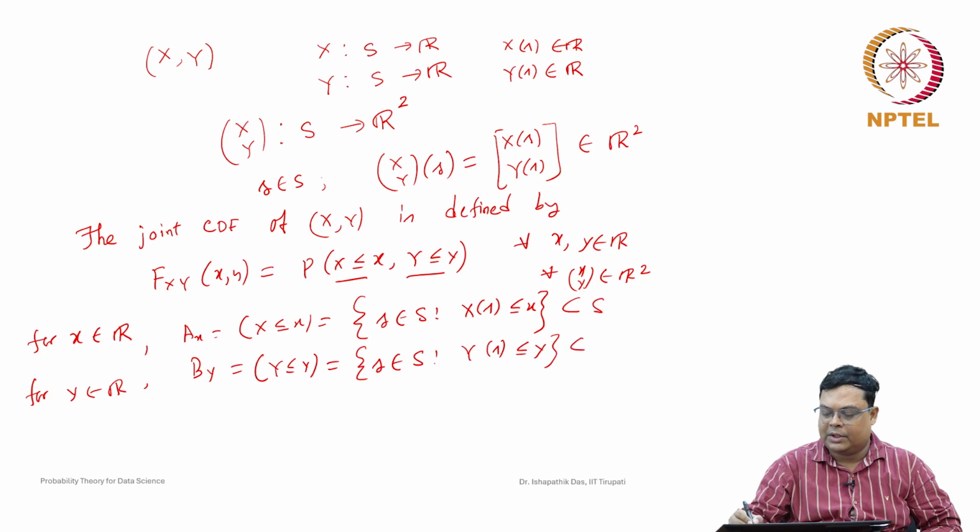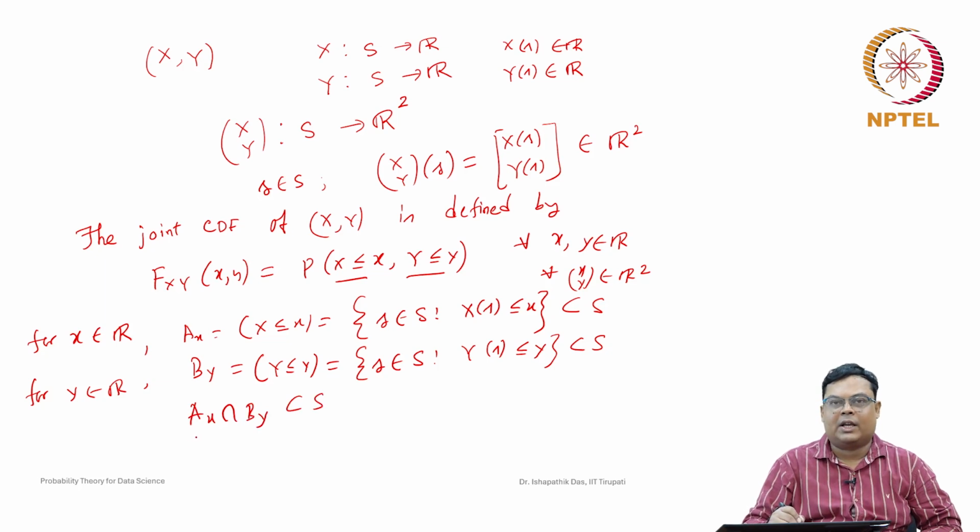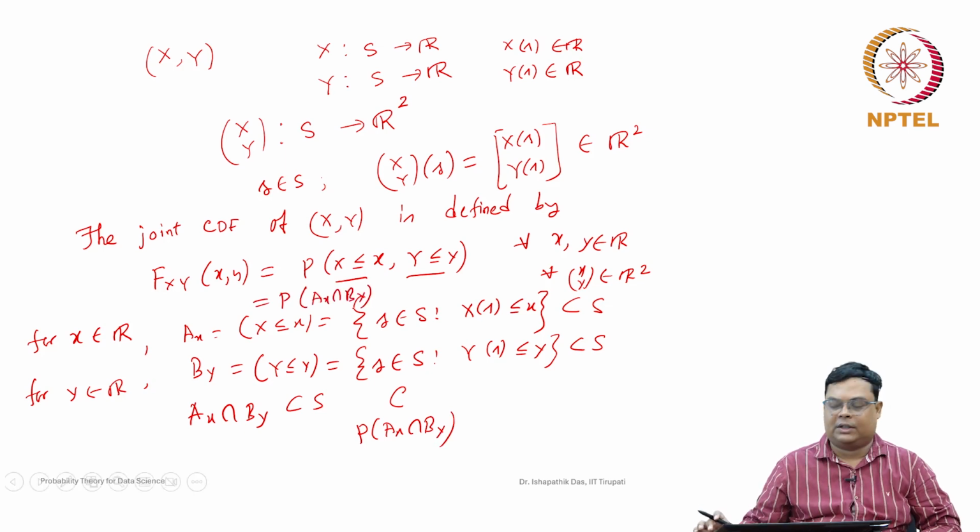So this is a subset of S, this is a subset of S, then A_x intersection B_y will be a subset of S. Not only that, because X and Y are measurable functions, A_x is also in the sigma field and B_y is also in the sigma field, the class of events that we consider here. Then A_x intersection B_y, because it is a sigma field, should be inside it. Then we can talk about the probability of A_x intersection B_y, that is the probability actually here.